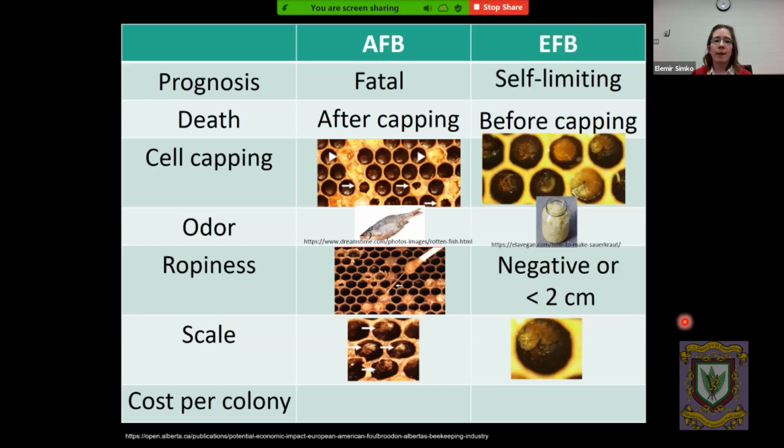In terms of economic impact of these diseases, there has been some recent work to estimate the cost per colony. And this cost is estimated based on the loss of income from pollination services and honey production of the colonies, as well as the labor costs associated with management and treatment of these diseases. So for American foulbrood, in Canadian dollars, the cost has been estimated to be approximately $656 per colony.